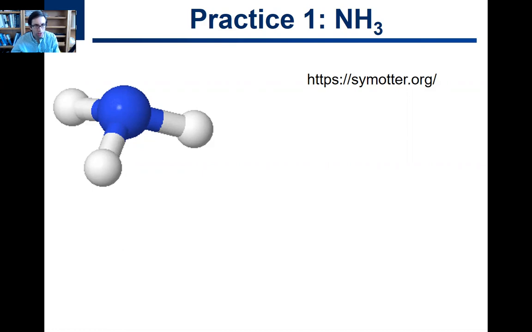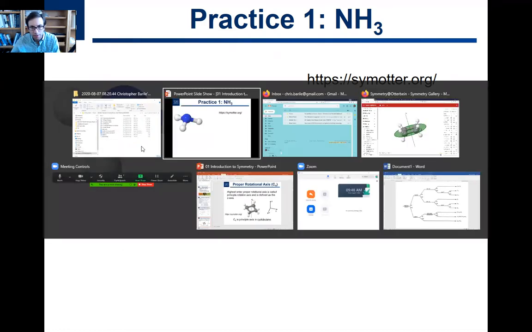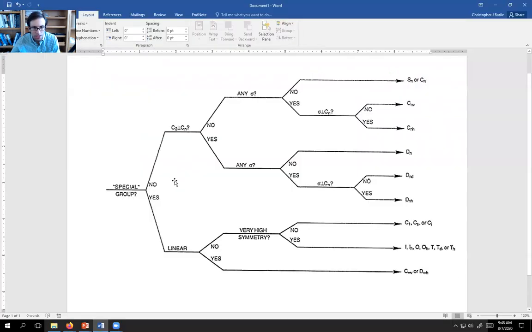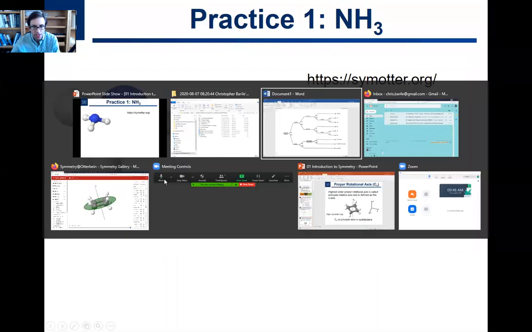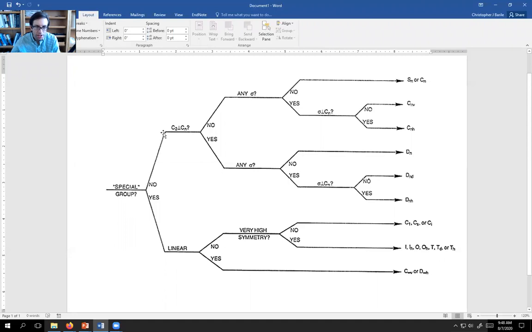And so what we're going to do is I'm going to pull up our point group flow chart. And so we're asked, what is the point group? So first, is it a special group? Is it linear? No, it's not linear. Is it very high symmetry? Well, it's not icosahedral, octahedral, or tetrahedral. And it's not a very low symmetry. You can see there's three things here. It's not very low symmetry. So it's none of those. So that brings us to no.